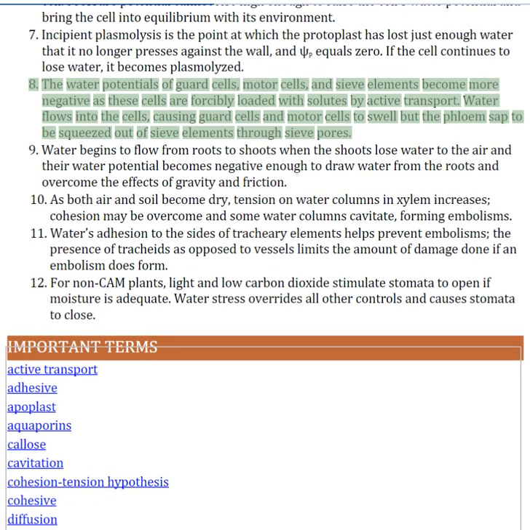8. The water potentials of guard cells, motor cells, and sieve elements become more negative as these cells are forcibly loaded with solutes by active transport. Water flows into the cells, causing guard cells and motor cells to swell, but the phloem sap to be squeezed out of sieve elements through sieve pores.